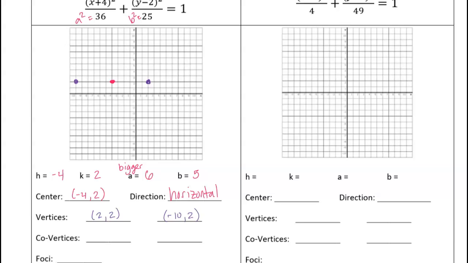I also know that my semi-minor axis is 5. So from my center to get my co-vertices, I just count up and down 5. 1, 2, 3, 4, 5, and 1, 2, 3, 4, 5. And I have successfully graphed the major points on this ellipse. I can connect them. And I have a poorly drawn ellipse.